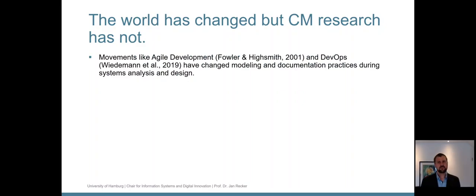So what are some of the things that happened in the meantime? Well, since then in systems analysis and design, we have movements like agile development, or more recently DevOps, and they have fundamentally changed how we analyze, design and operate information systems. So systems analysis and design has changed a lot since the late 1990s and early 2000s. For example, in DevOps and agile development, on the surface there's no place for UML or ER diagrams or functional diagrams and so forth.